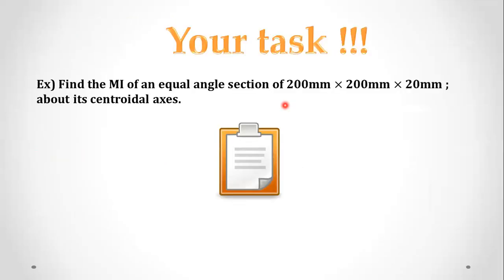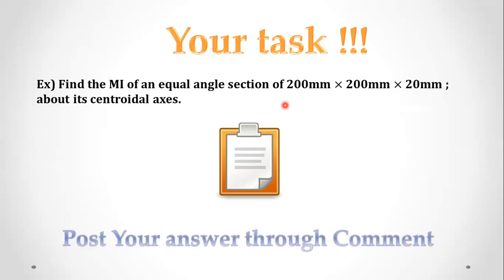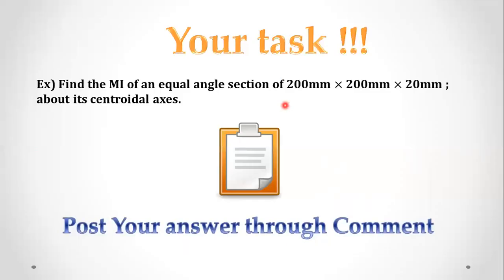This is your task for today. Find the moment of inertia of an equal angle section of dimensions 200 by 200 by 20 mm about its centroidal axis. You are going to find this as your homework, and please comment your answers on this video.